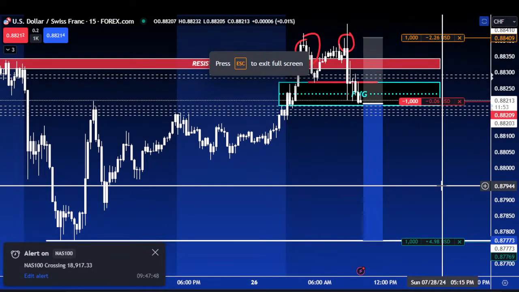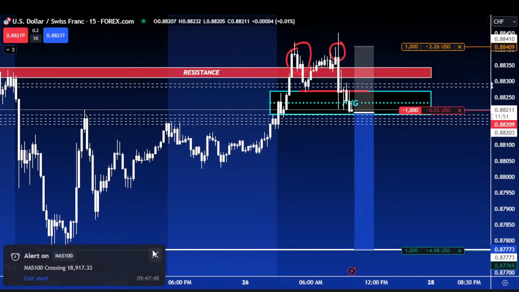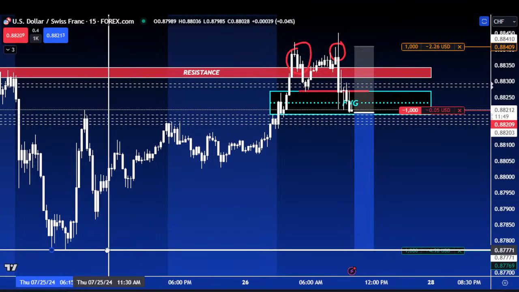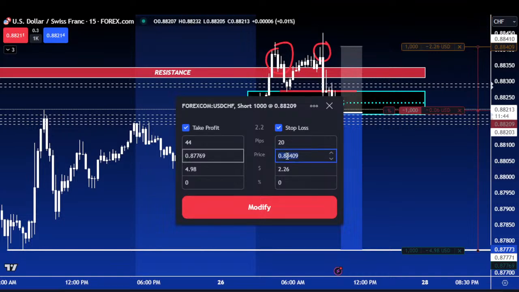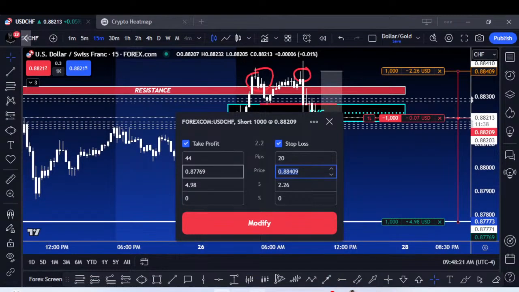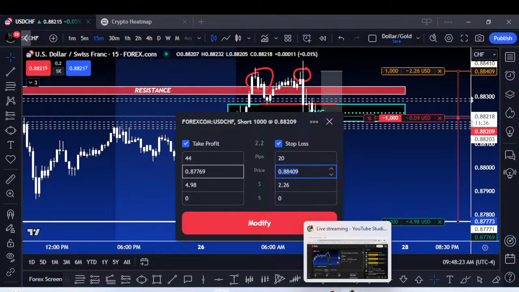All right, and there it is. So 20 for 44, again, right over 1 to 2. Not much, but if you got a standard lot, that's $400.